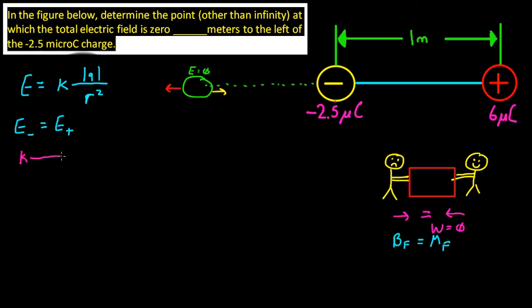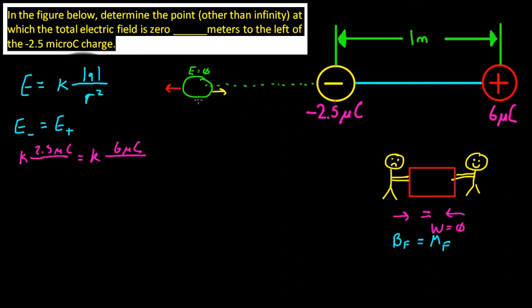So we set this problem up and say k over 2.5 microcoulombs over the distance squared is going to equal k over this 6 microcoulomb charge over the distance squared. So this is what we know so far about how to solve the problem, but how do we know what to put for the distance? Well, that's not too hard.